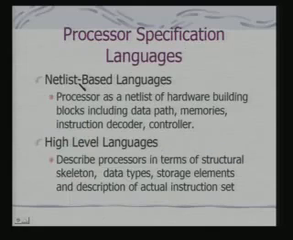The point I was making is that compilers are also tools for design space exploration. In fact, it's a design tool for embedded systems. So there are various ways you can specify the processor. There can be typically netlist-based languages. Netlist-based languages give you a structural model. There can be high-level languages which can describe processors in terms of structural skeletons, data types, storage elements, and description of the actual instruction set.